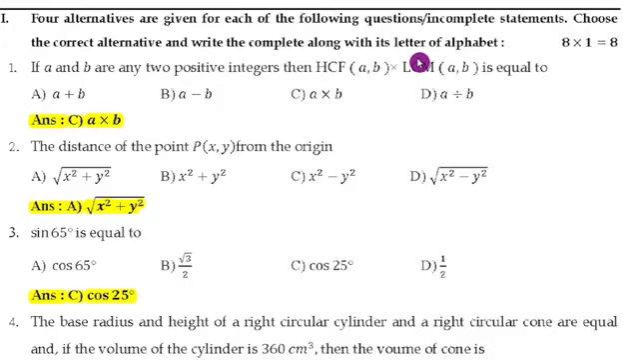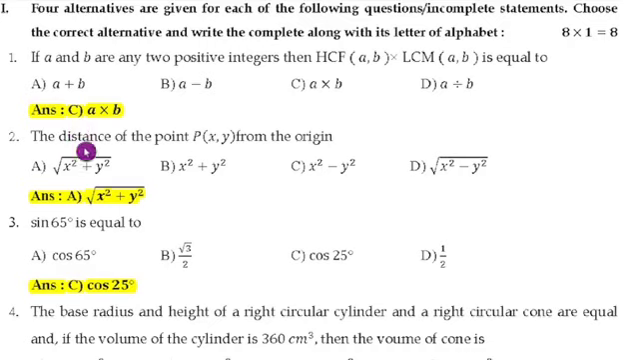The first question is, if A and B are two positive integers, then HCF of A comma B and LCM of A comma B is equal to. The answer is A into B. So option C is the answer. Second question, the distance of the point P of X comma Y from the origin. The distance between the point P of X comma Y and the origin is square root of X square plus Y square. That is the formula. So option A is the answer.